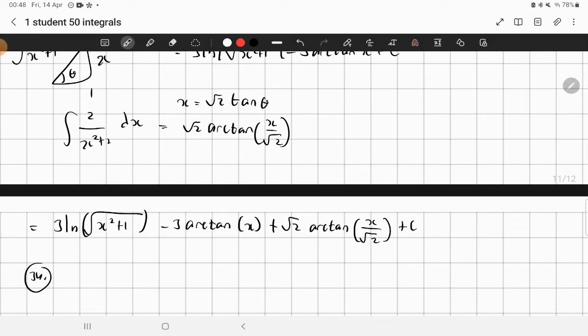34, we have, alright, sine x, cosine of x. So you have x sine of x, cosine of x. How many hours have I been doing here? Oh my gosh, 3 hours, 50 minutes.